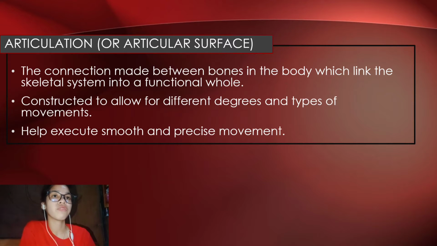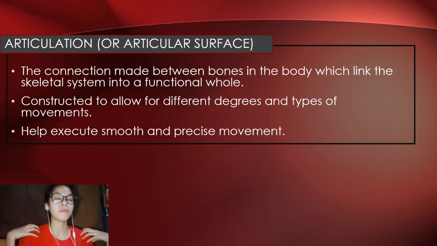Articulation, or articular surface, is the connection made between bones in the body which links the skeletal system into a functional whole. So, as we said earlier, the bones are connected to joints. Each part of our bones is connected to joints, but there are different types of joints that will be discussed later. So, it is linked into the skeletal system as functioning as a whole, since the bones in every part of our body are connected by both joints and bones. It is constructed to allow for different degrees and types of movements.